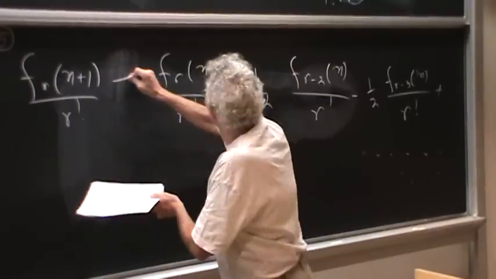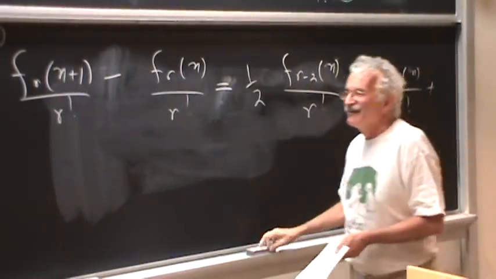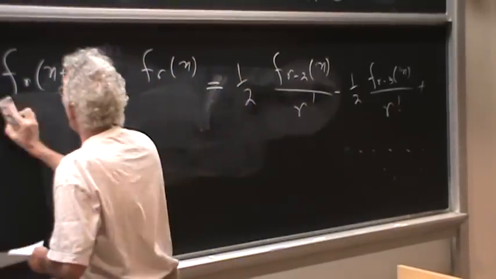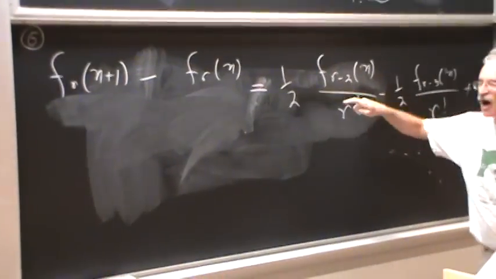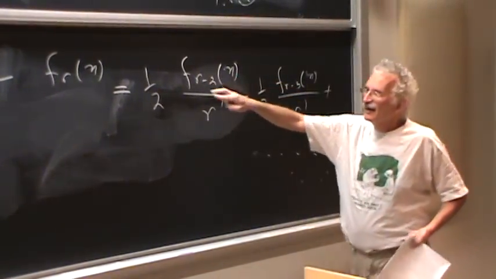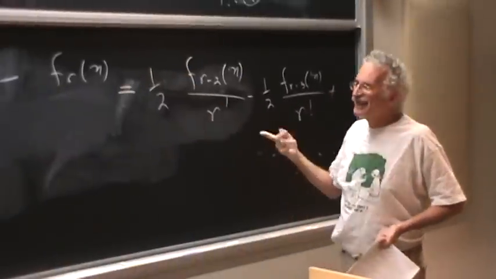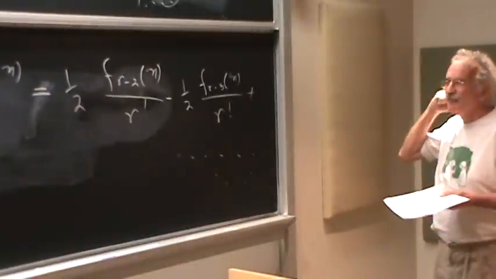And doing this, we get this. We have the difference of f sub r of n plus 1 minus f sub r of n equals this. So if you know the previous values of these polynomials, then you can just sum this and do indefinite summation and get explicit formulas.